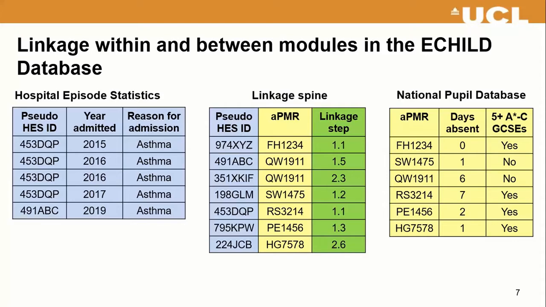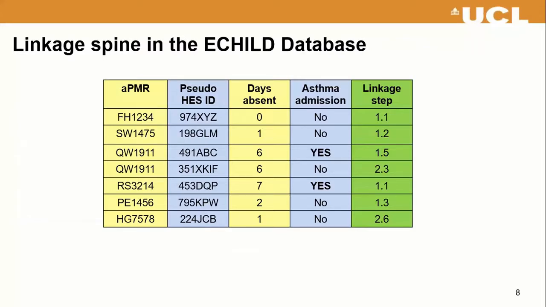So, for example, in this figure, we see the result after linkage. Here we observe a student that was linked to two different hospital records, in which the first record was linked at step 1.5, and the second record was linked at step 2.5. What is important is that the result of the linkage procedure produces a complete de-identified database that can be used for research.